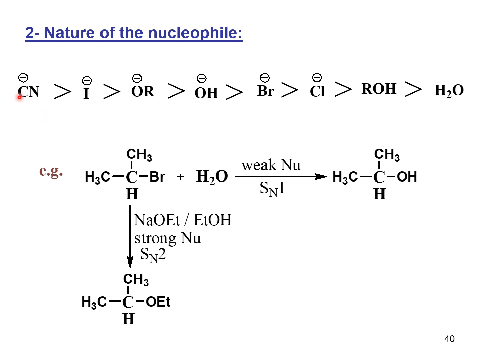This is the order in which the nucleophiles are arranged according to their strength. You have the cyanide as the strongest nucleophile, followed by the iodide, the alkoxide, the hydroxyl, and then finally the things that are carrying a lone pair of electrons, such as the alcohol and the water molecule.